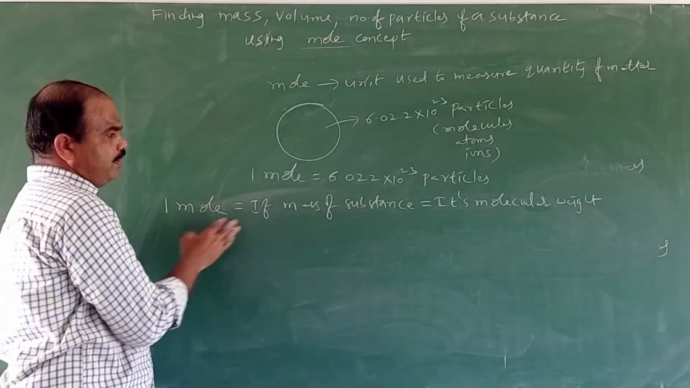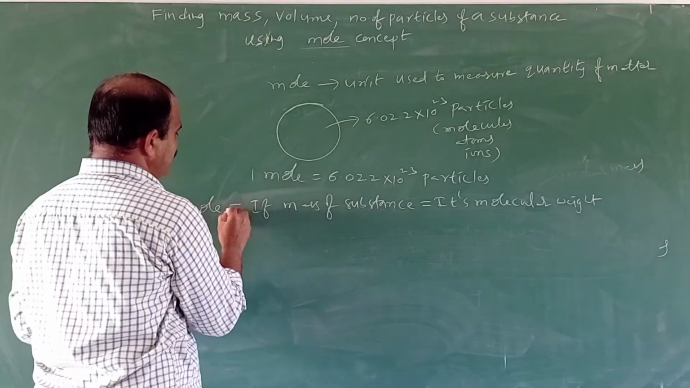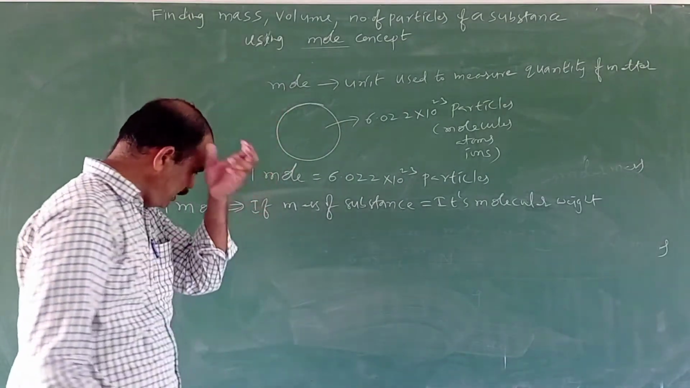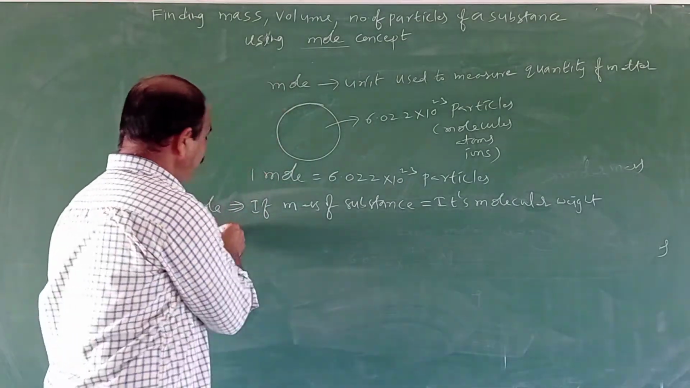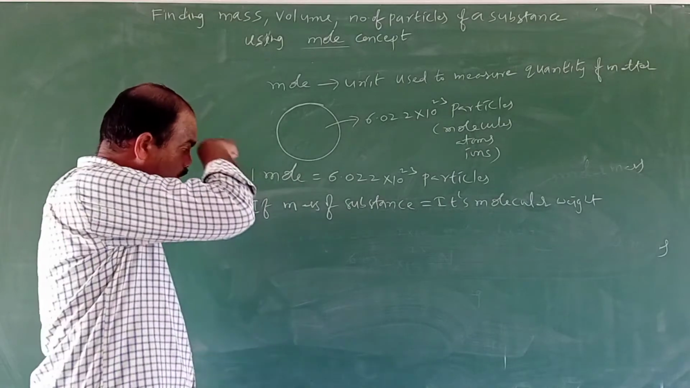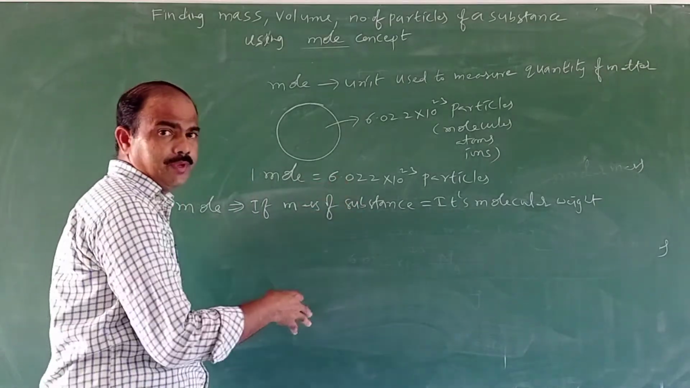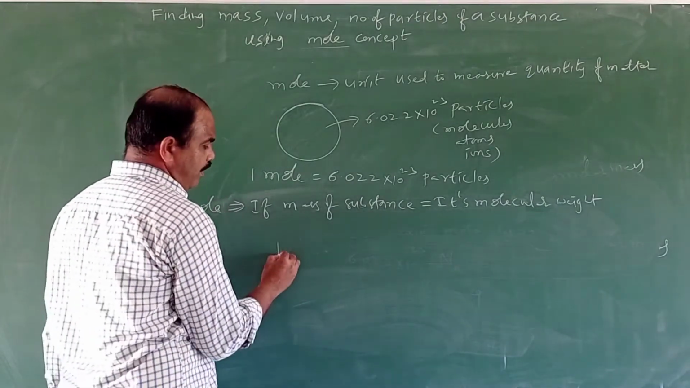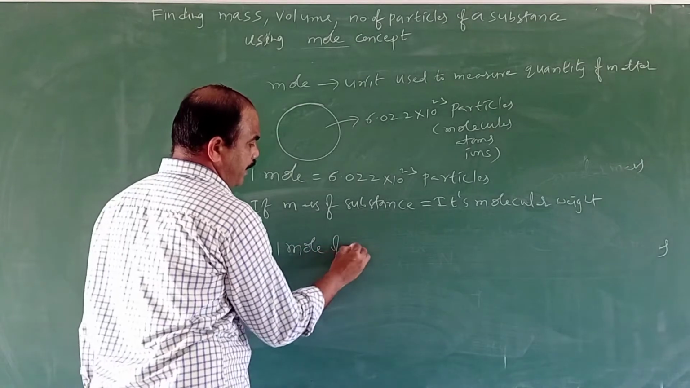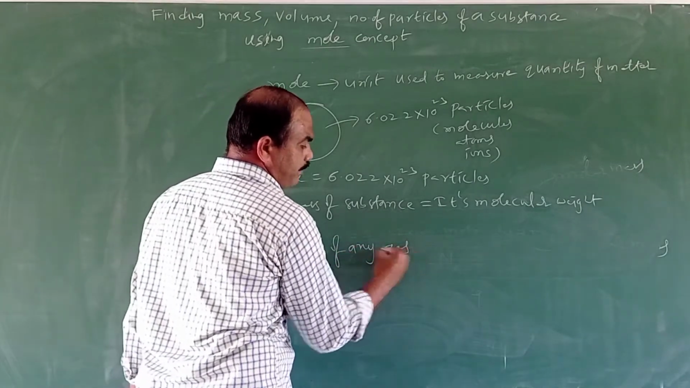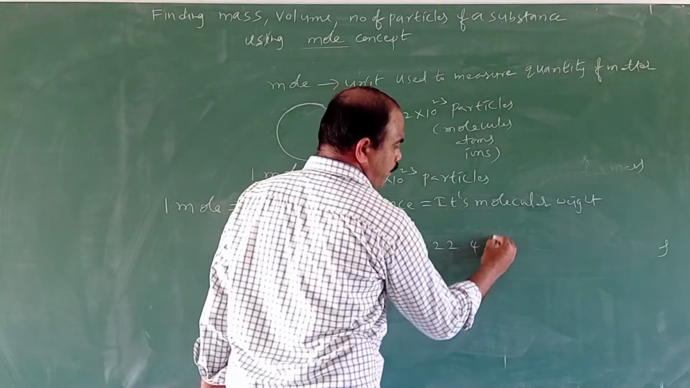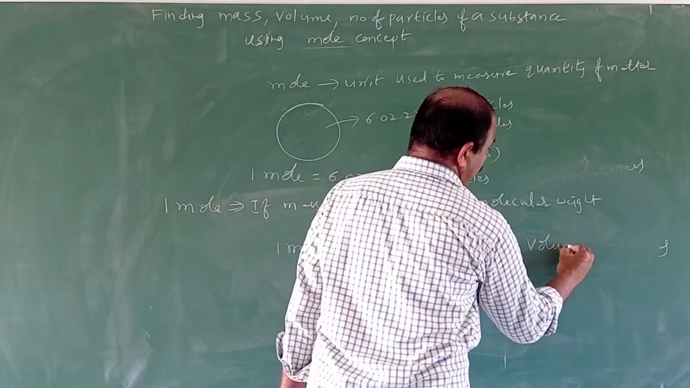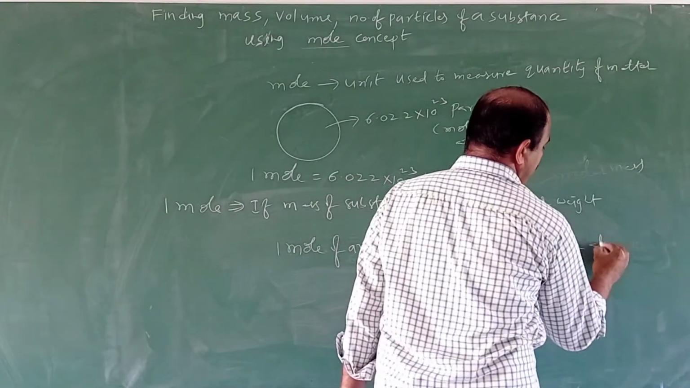So what is 1 mole? If the mass of the substance is equal to its molecular weight, then that quantity of matter is said to be 1 mole. Sometimes that substance may be in the gas form. When the substance is in the gas form, 1 mole of any gas will occupy 22.4 liters of volume, at STP.